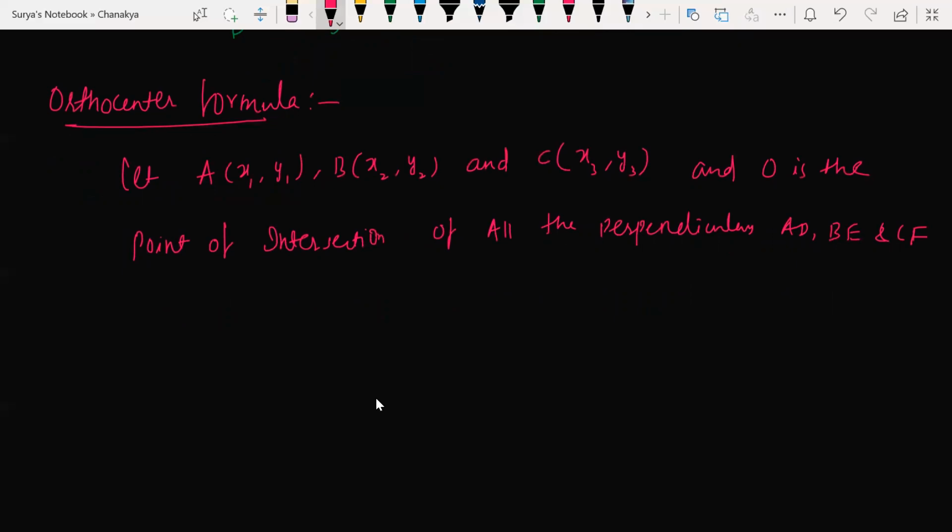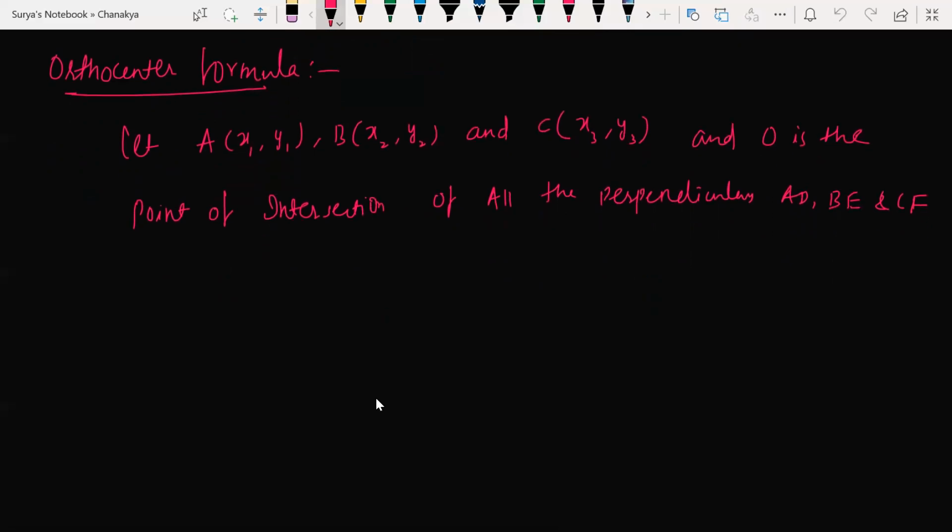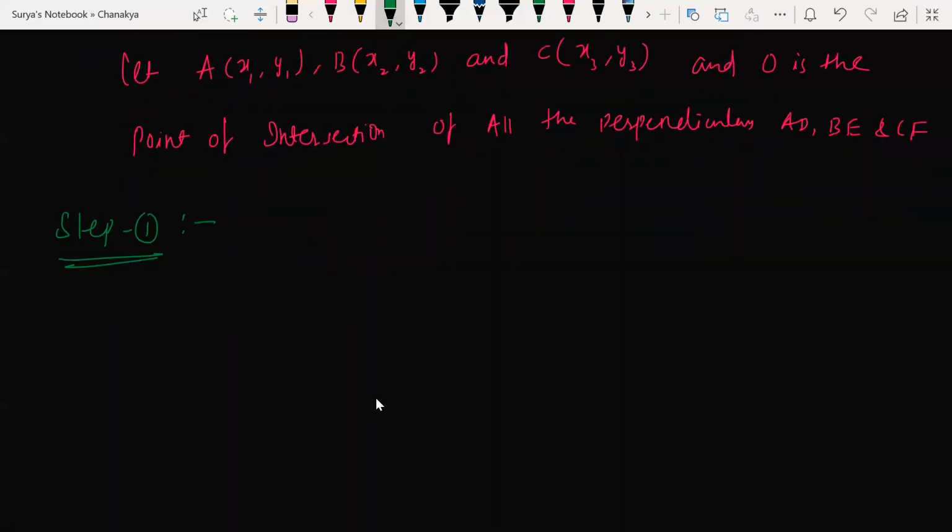So first of all, what I need to do here, this is what you need to understand. First of all, we need to find the slope of the line. I'll just tell you. Step 1: how to proceed, how to solve orthocenter questions.